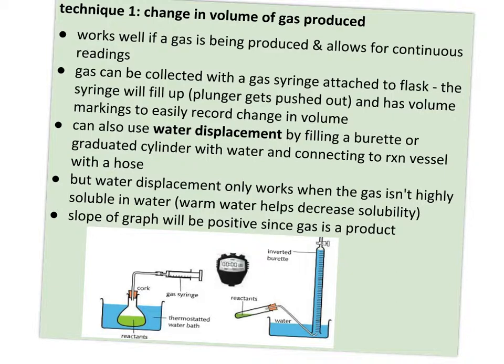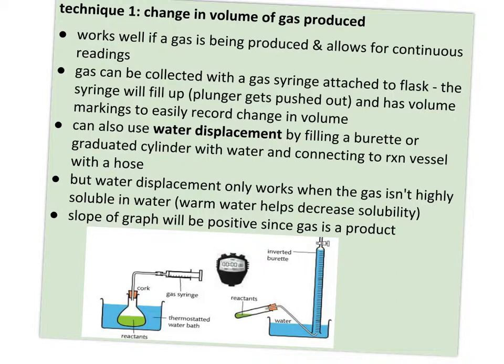So the gas can be collected with the gas syringe attached to the flask. So the gas goes up and it pushes the plunger out as it collects. That's one way to do it. Or you can also collect it by water displacement, which is the second one in my little picture down there, where you fill up a burette or graduated cylinder, some kind of container with marks on it. You fill it with water and flip it over into a water bath, and then you let the gas run through a hose from your test tube or whatever your reaction vessel is over to the collection container.